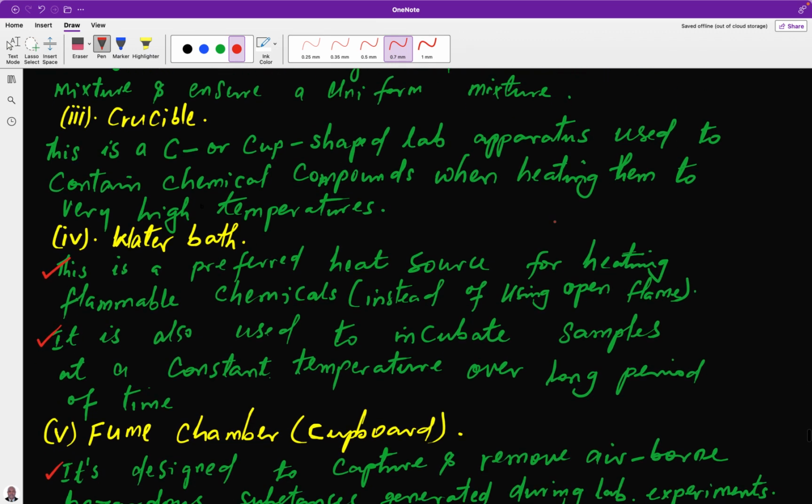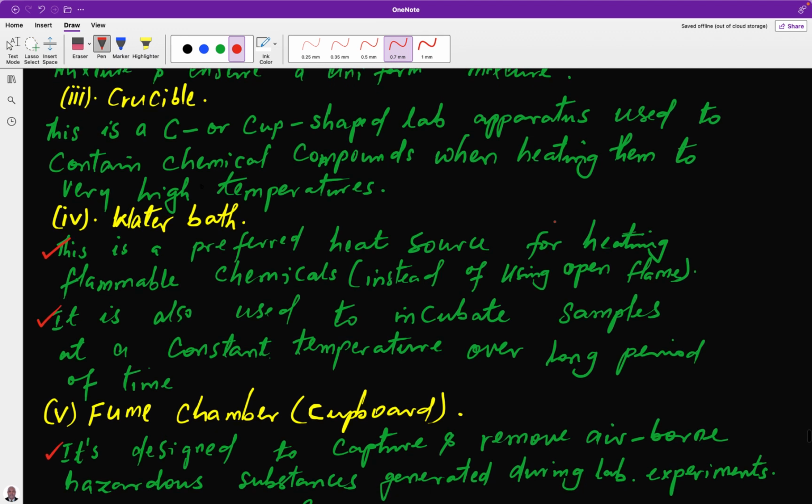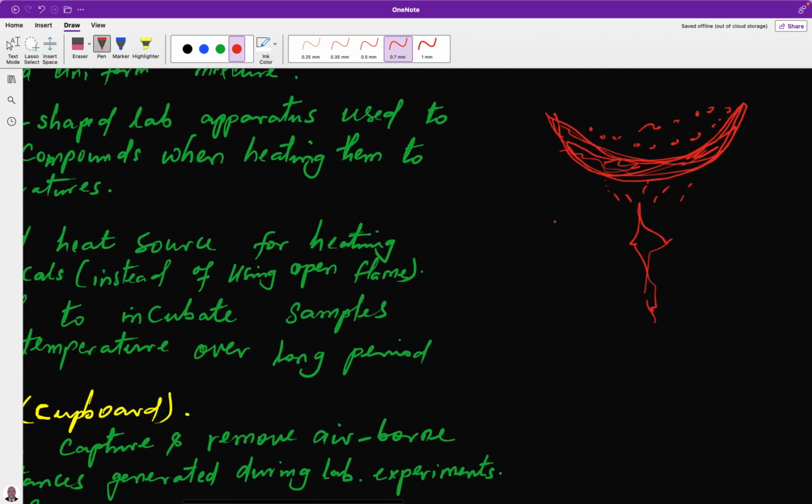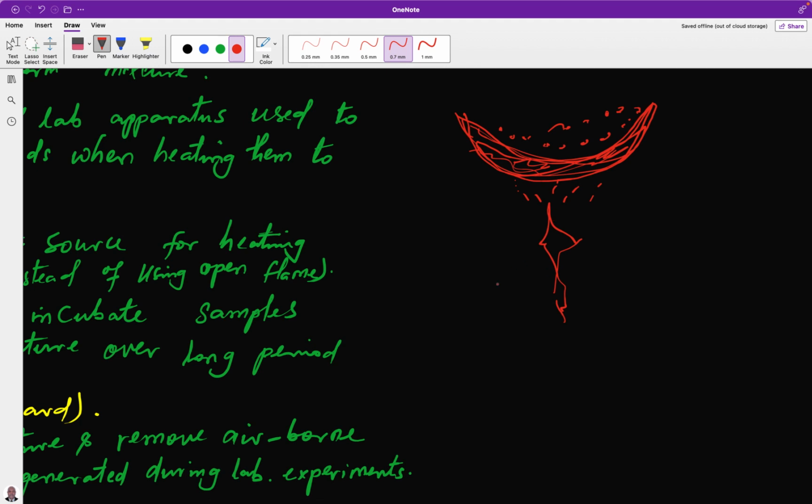A water bath. This is a preferred heat source for heating flammable chemicals instead of using open flame. Okay, for instance, you might be doing something. Let's say this is a beaker. You are heating it. Then the water we put here.